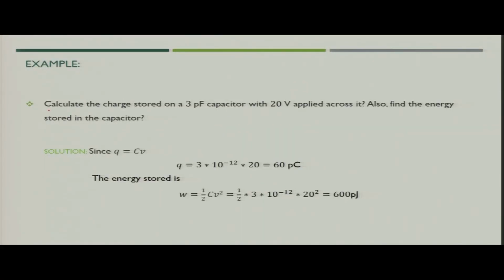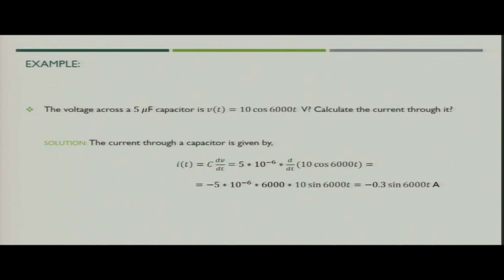Now, take one example. Let us calculate the charge stored on a 3 picofarad capacitor with 20 volt applied across it. You just simply use the formula Q is equal to CV and you will calculate the value of Q. Now, for energy stored, you will use W is nothing but half CV square, put the values, and you will get the energy stored, that is 600 picojoule.